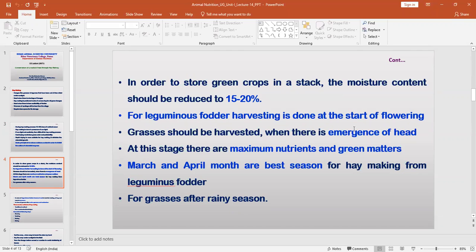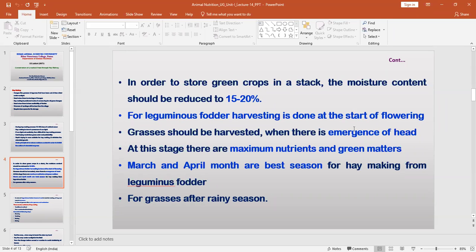And leguminous fodder should be harvested at the start of flowering. At the pre-flowering stage, when flowering starts, we can harvest the fodder for hay making. This is very important while selecting the plant material for preparation of hay.